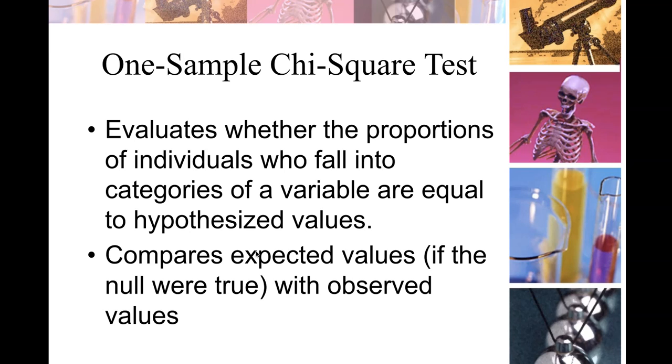The one sample chi-square test evaluates whether the proportions of individuals who fall into categories of a variable are equal to hypothesized values. All right. So it compares expected values, if the null were true, with observed values.